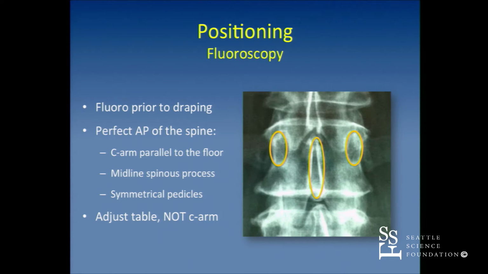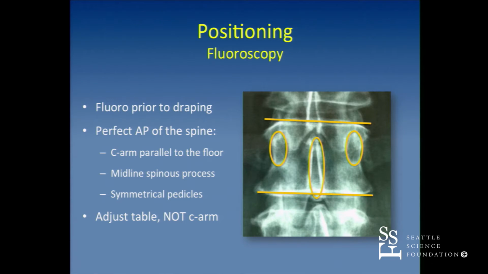In that case, you're better off to reposition the patient on the bed such that you're not tilting the bed more than 10 or 20 degrees. If the bed's like this, the patient may rotate or tilt when you're doing the surgery. That's why you want to reposition the patient. So adjust the table, not the C-arm.